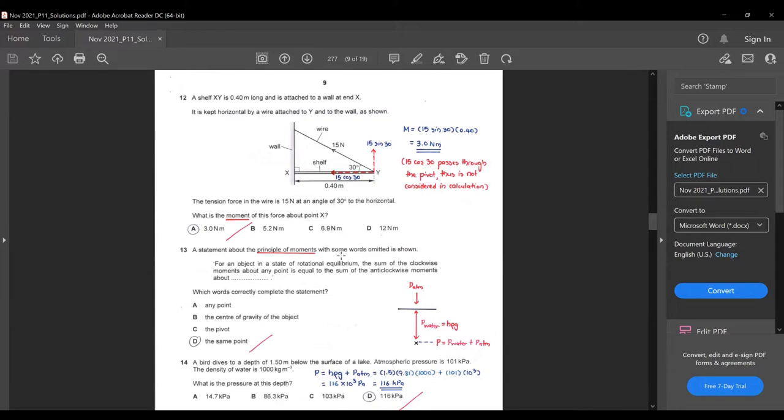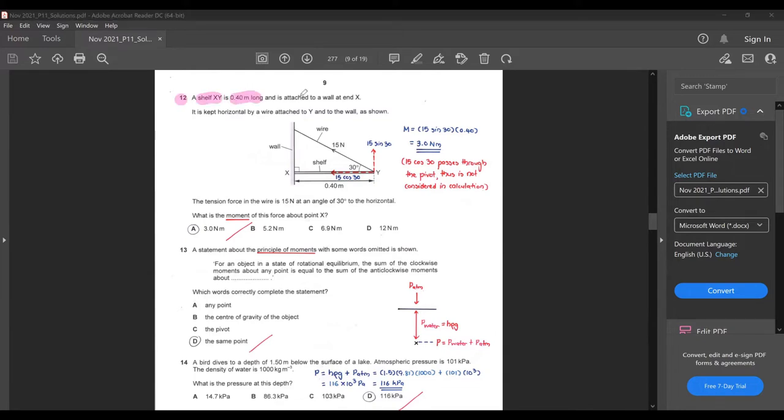Now number 12. A shelf XY is 0.4 meter long and is attached to a wall at X. It's kept horizontal by a wire attached to Y and to the wall as shown. The tension force in the wire is 15 Newton at an angle of 30 degrees to the horizontal. What's the moment of this force about point X? So here they want you to specifically find the moment of the 15 Newton force about point X. So basically, this X is now your pivot. You are finding the moment of this 15 Newton force about this pivot.